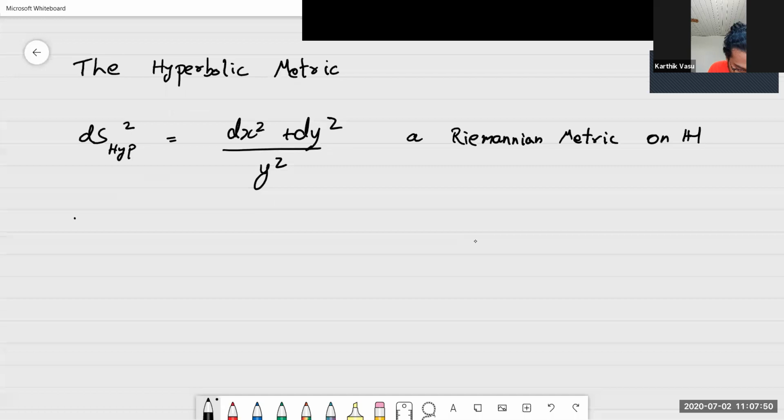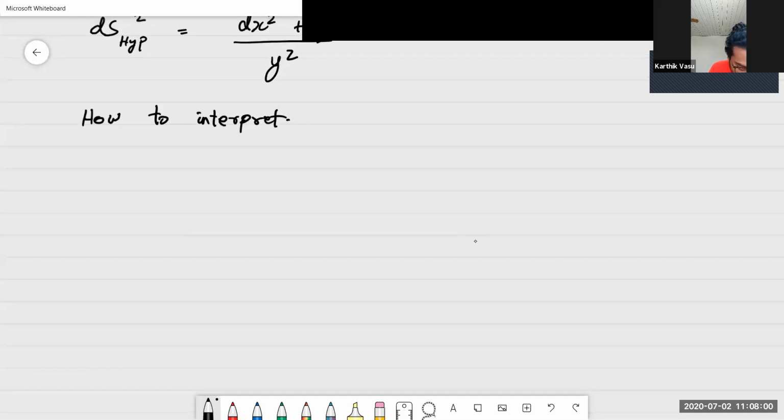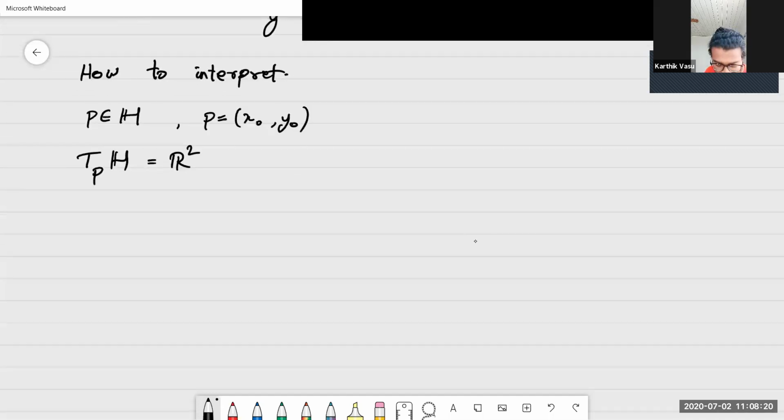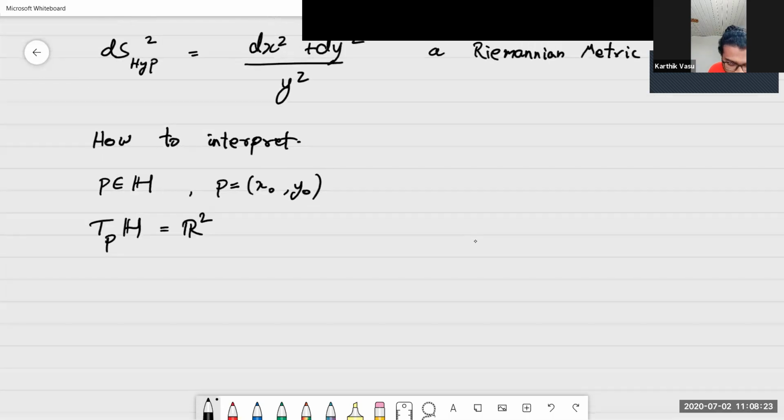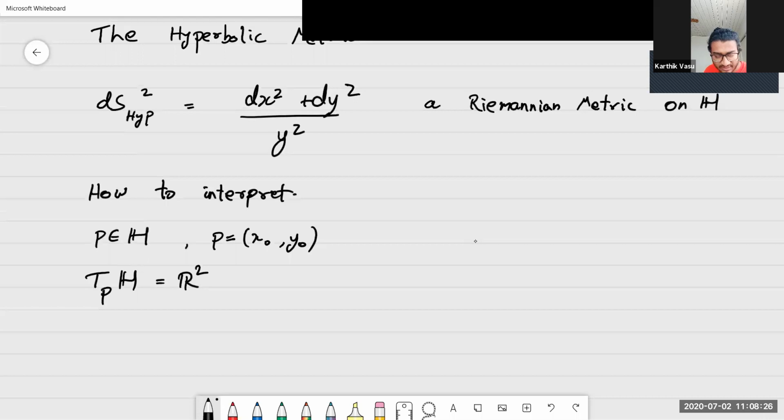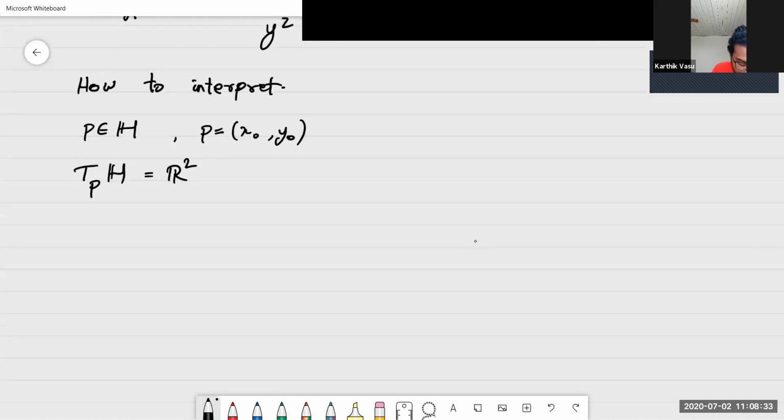So how do you interpret this? So pick any point P in the upper half space. So the tangent space at P can be identified with R2. So when I say this is a Riemannian metric, this should give you an inner product at each R2. So for each point, I should give an inner product on this. So what is the inner product right now?